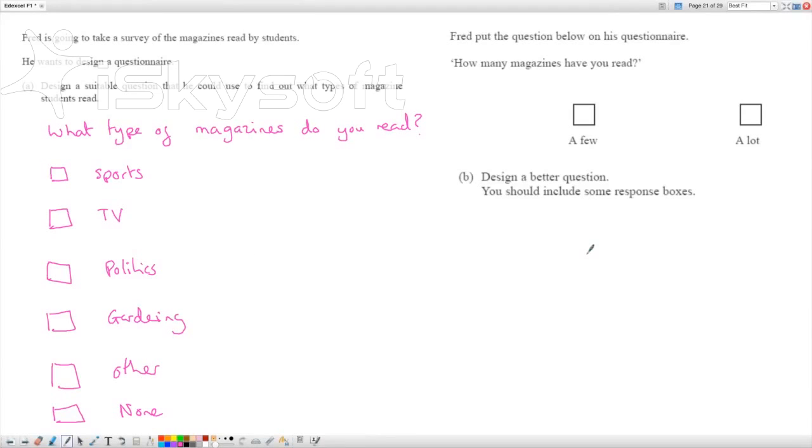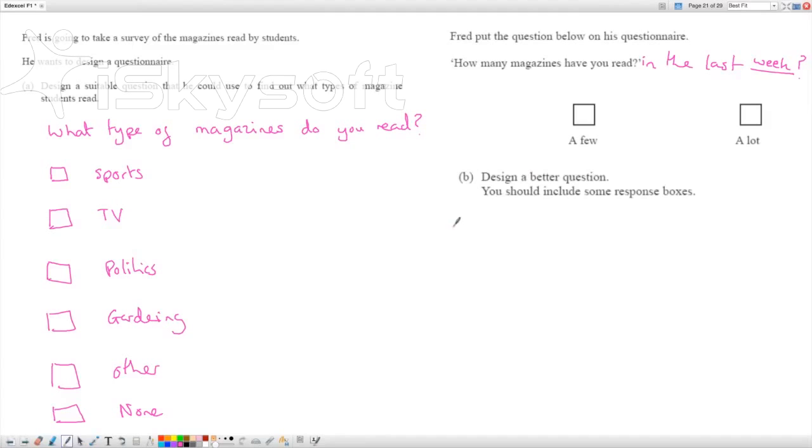Fred put the question below, how many magazines have you read? And the options, a few and a lot. Now this is not a very good question. We're asked to design a better question and some better response boxes. The really important part about this question is to have a time frame. So this question needs to change to how many magazines have you read in the last, insert something, week, month, year. Really important, it must have a time frame.